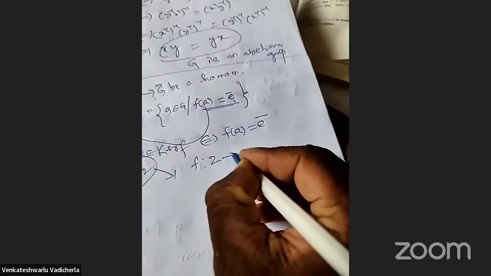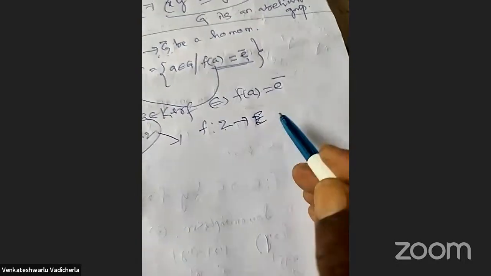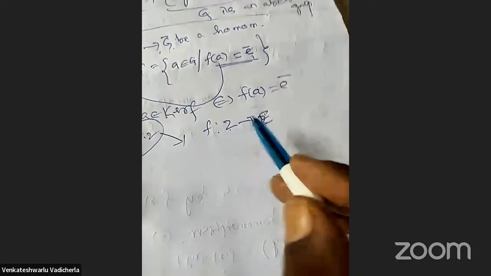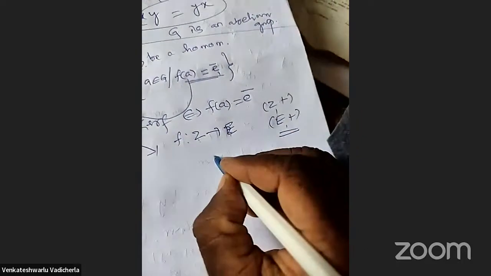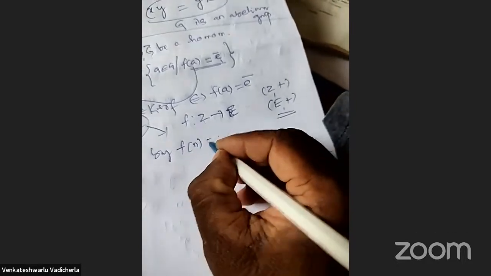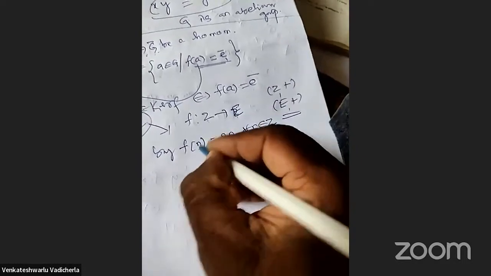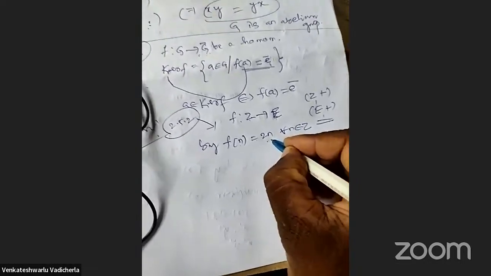First, f from Z to E. Here Z comma plus is a group, and E comma plus is a group. E is the even integers, and Z is the whole integers. Since it is a group, he defined f of n is equal to 2n for all n belongs to Z. 2n is in the codomain and n is in the domain. This is a homomorphism.